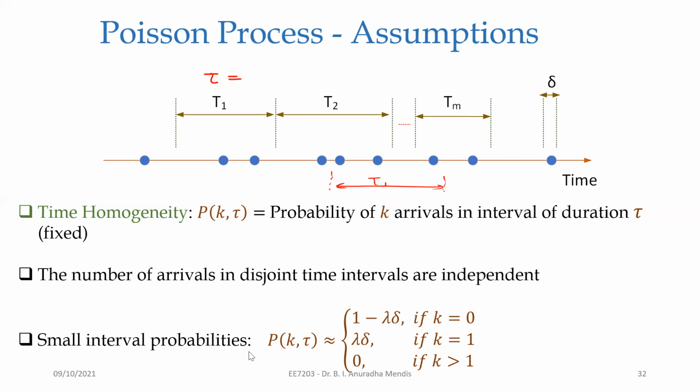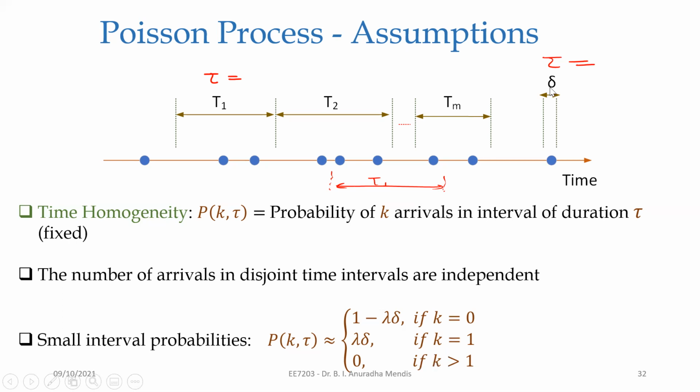The small interval probabilities. Now, let's say this tau is a very small value, this type of delta. Now, tau equal to delta. This is a very small time interval. So what is the probability that you can have more than one arrival?